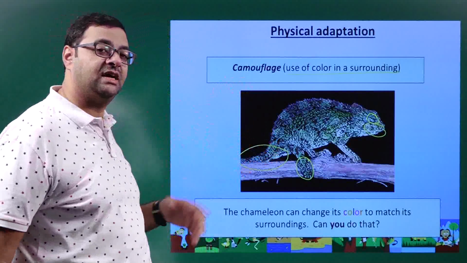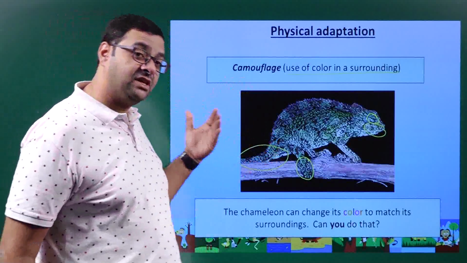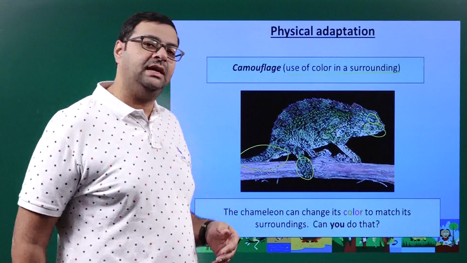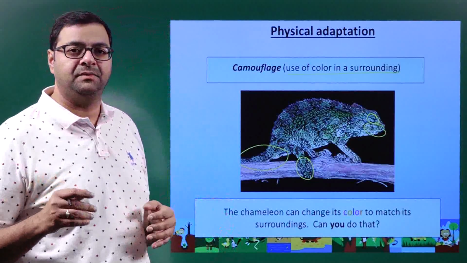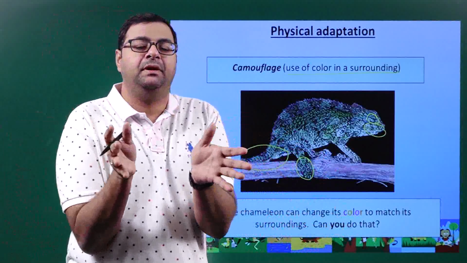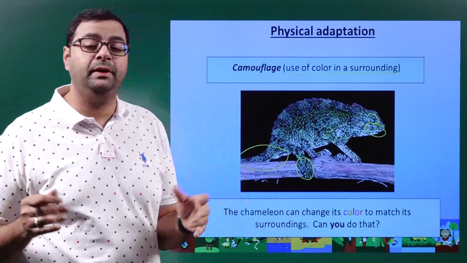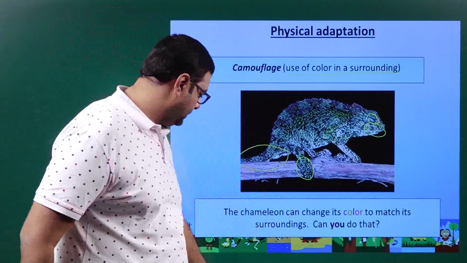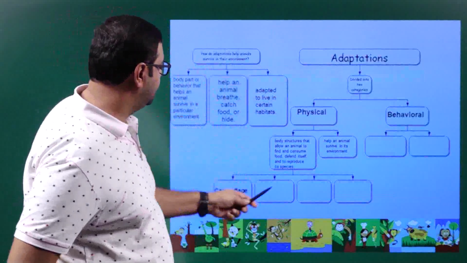Now this camouflage can be seen in the stick insect, as you have seen earlier, and also in, for example, the leopards and the tigers, or the lions. When they are hunting in grasslands, they are completely camouflaged by the dry grass, which allows them not to be seen properly.